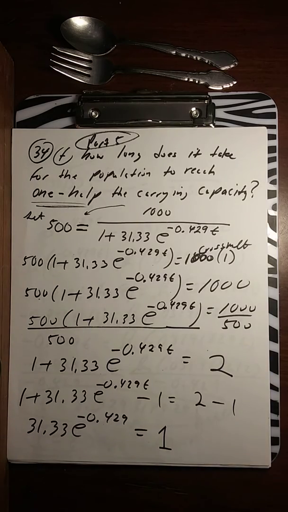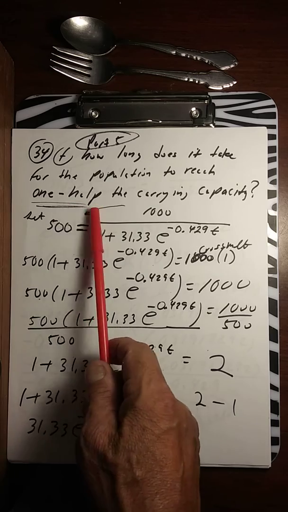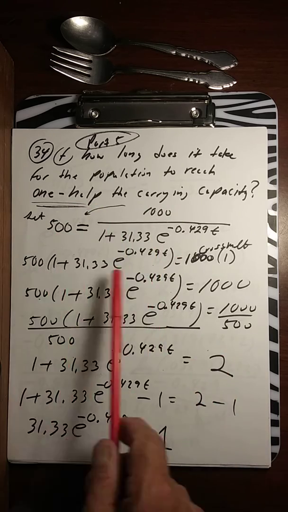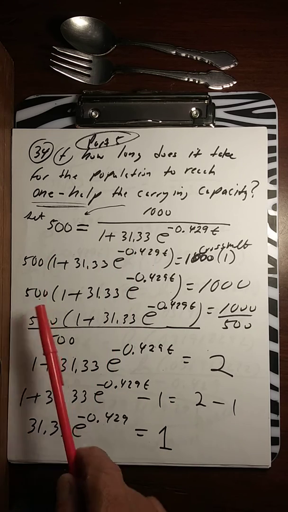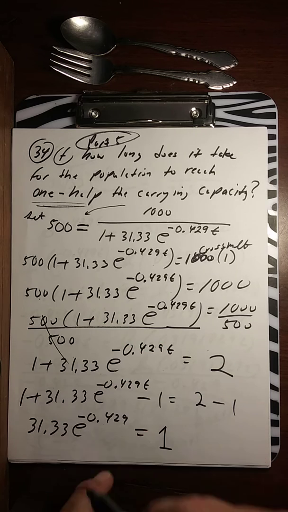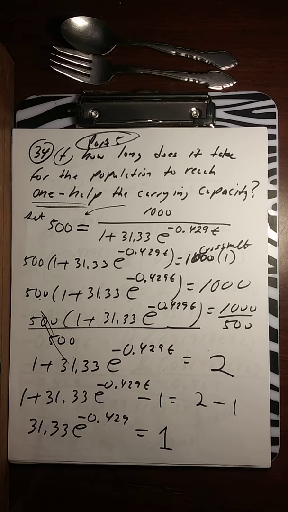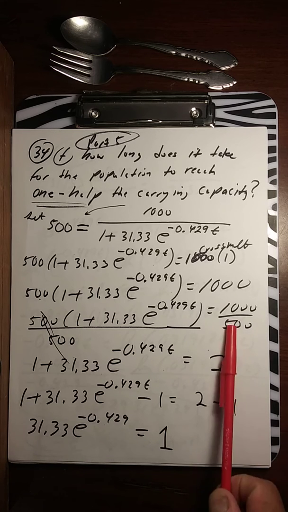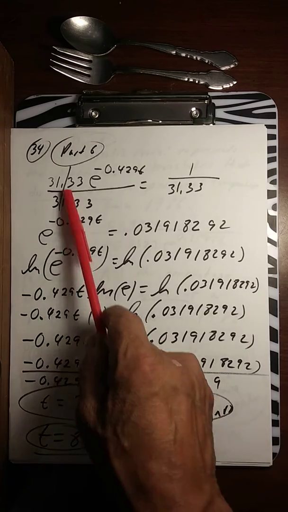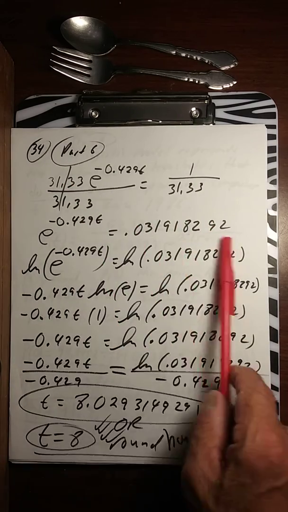Alright. How long does it take for population to reach 1/2? Well, 1/2 of 1,000 is 500. So again, set it up, cross multiply again. 500 times this, divide by 500. These are gone. And so now we have this number. Subtract 1, we have this number equals 1. Divide by 31.33.